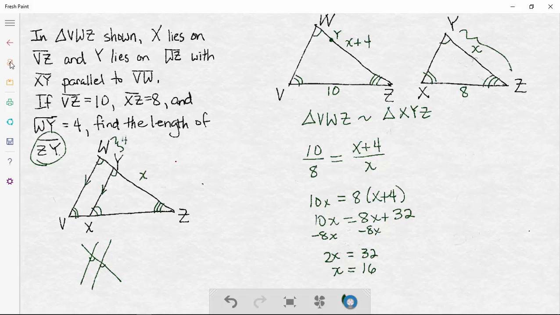And we need to answer the question that was asked, which was to find the length of ZY, and this is ZY. So we're done.